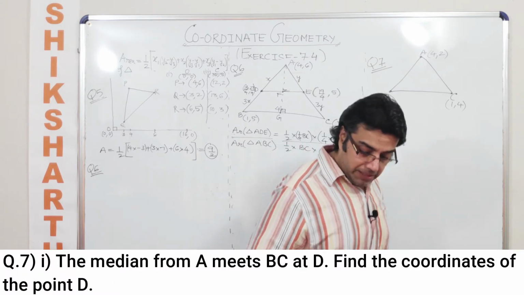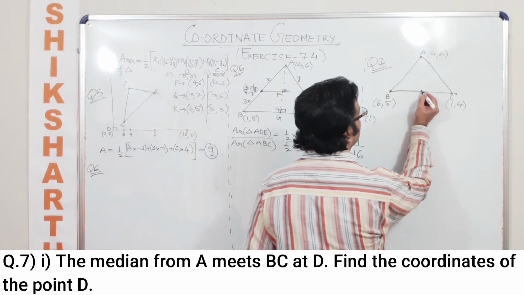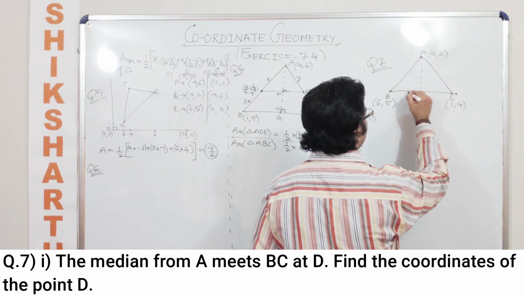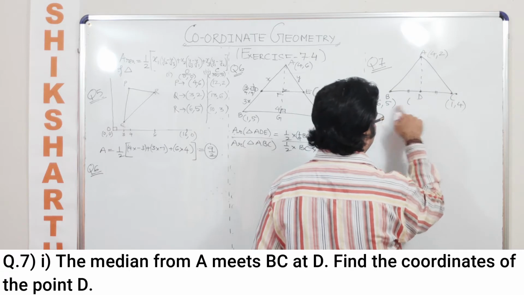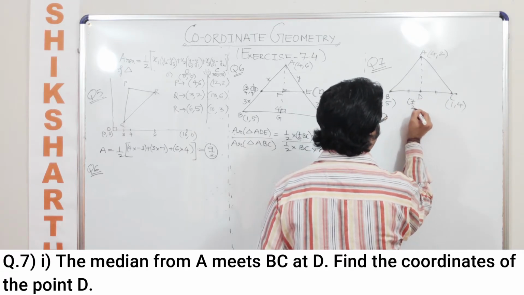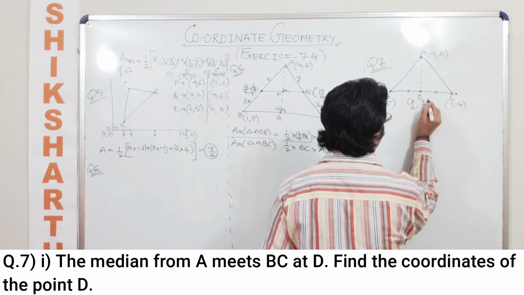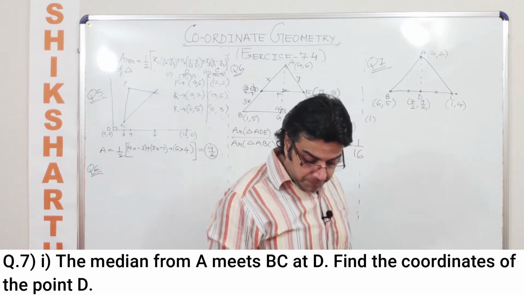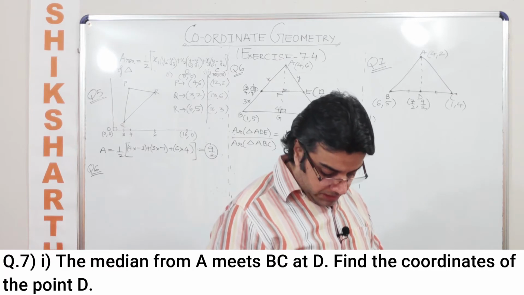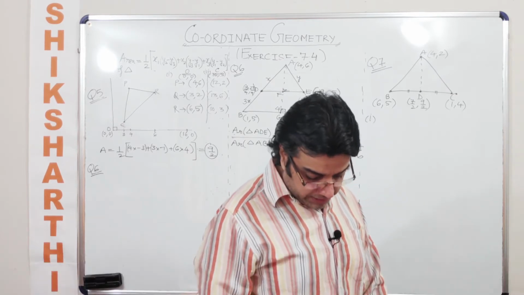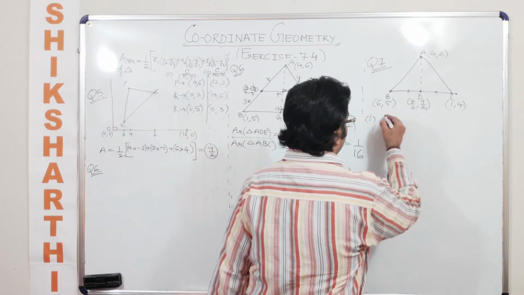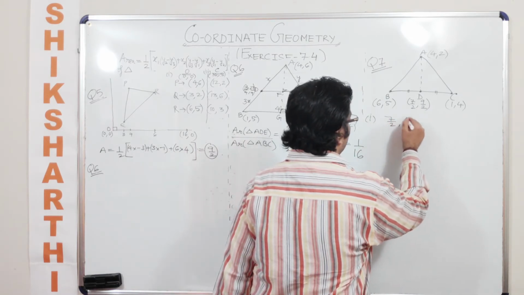The median from A meets BC at D. Now it is given that this is the median, which means what? So (6 plus 1) divided by 2 is 7/2, (5 plus 4) divided by 2 is 9/2. These are the coordinates for D. And what are they asking you to find out? Are they asking you to find out the coordinates? Yes, which we have found out. So what did we use here? We used the section formula.